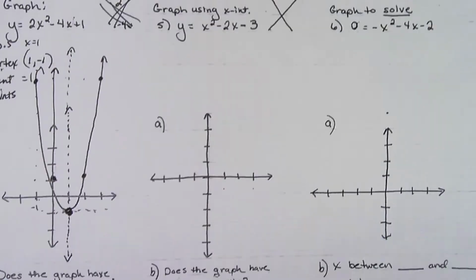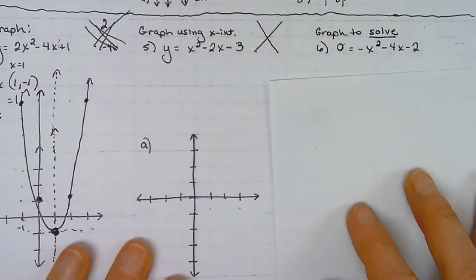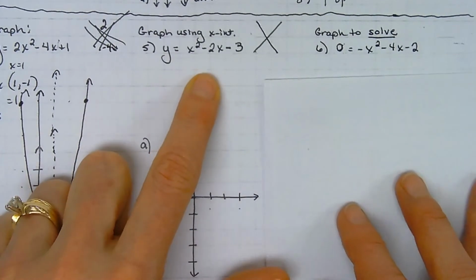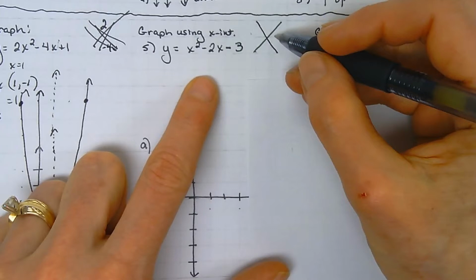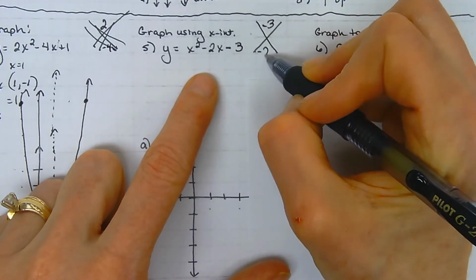Okay, let's graph number 5. Today we looked at graphing with x-intercepts. It can be a little quicker. This particular quadratic equation is factorable. I gave you the hint by giving you the diamond. So -3 goes on the top and -2 goes on the bottom.